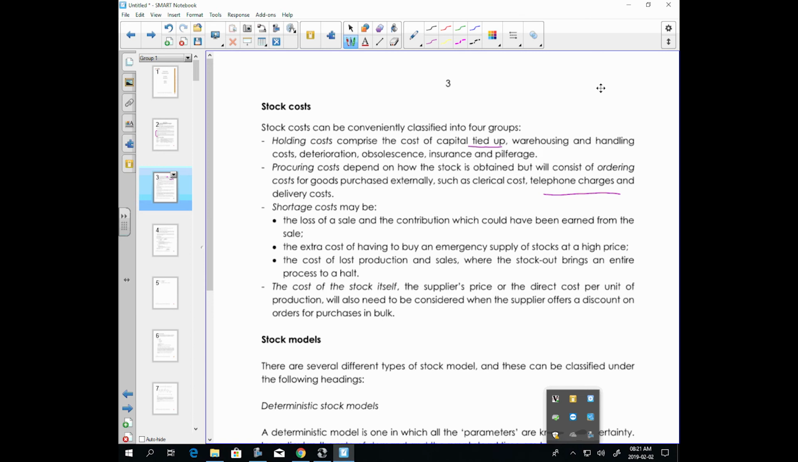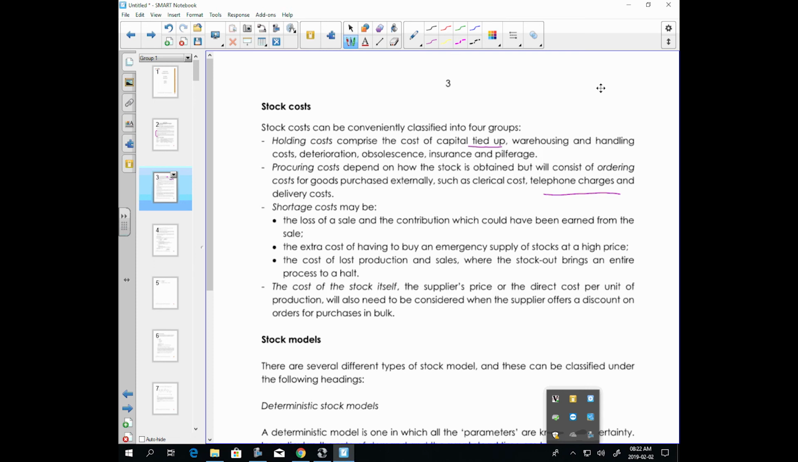Okay. And then your shortage costs may be the loss of the sale and the contribution which could have been earned from the sale. So if we run out of stock because we haven't done our calculations correctly, we're going to have less. Someone's going to walk in and say, okay, today I want to buy this couch. Oh, you don't have this couch? Sorry, I'm leaving and I'm going to go to another store and buy it from there. So if you don't have the stock, you're going to be losing sales. Not many people will be like, okay, I'll come back in 2 weeks. Because for me personally, I'm not going to wait for something if I want it.